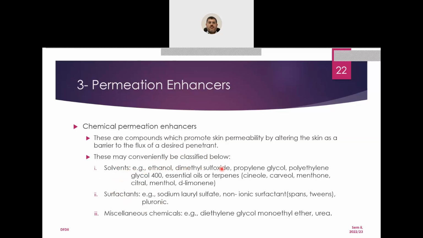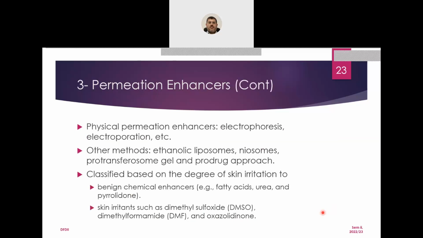Solvents, a lot of solvents can be used, like ethanol and dimethyl sulfoxide. They will be in the formulation of the transdermal drug delivery system itself. Propylene glycol, polyethylene glycol, essential oils, a lot of oils can be used. They all enhance the penetration of the drugs. Then surfactants like sodium lauryl sulfate, and non-ionic surfactants like spans, tweens, and pluronic can all be used. Some other chemicals like diethylene glycol monoethyl ether or urea can also be used. Nanocarriers may include different types like liposomes, niosomes, and protransferosome gel, and we can also use the prodrug approach.